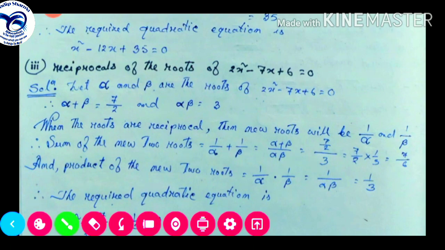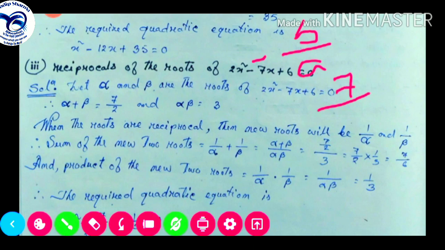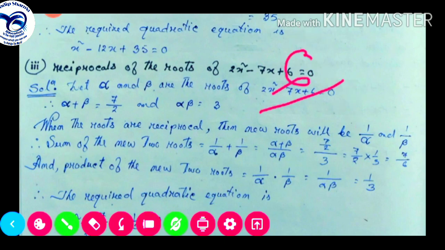Then the sum of the roots will be 7 by 2 and the product of the two roots will be 3. This one is minus b by a. So here b is equal to minus 7, so minus minus will be plus 7, divided by the a value, which is 2. So 7 by 2, this is not divisible, so it remains. And c by a, c is equal to 6 and a is equal to 2, so it is divisible, 3. So the product of the two roots will be 3.